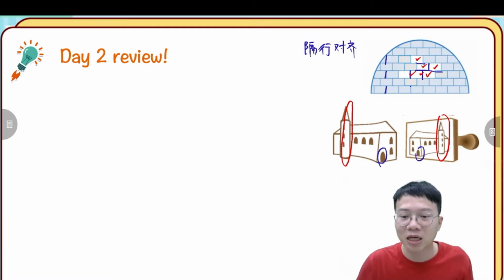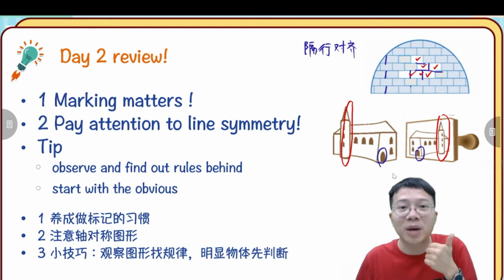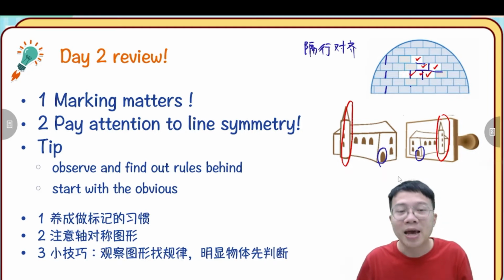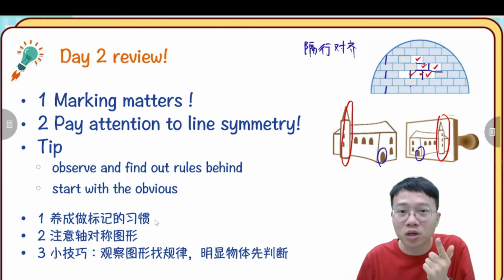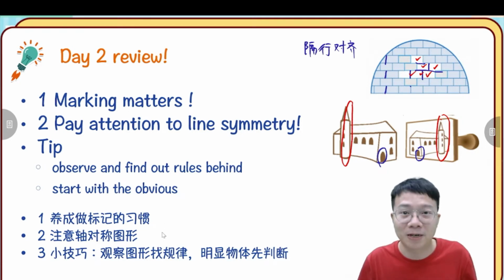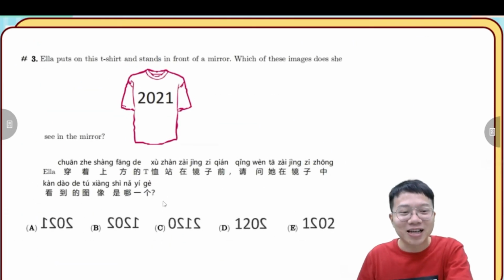所以这边一定要注意一下，好吧？所以这个是我们昨天的。Remember to make markers. And second, pay attention to line symmetry. And also, you need to observe and find out the rules behind, and then you do the exercise. So this is what we have. 做好标记的习惯，然后注意轴对称的图形，同时要先进行观察，把规律找出来，然后再进行做题，好吧？So now let's continue with today's exercise.